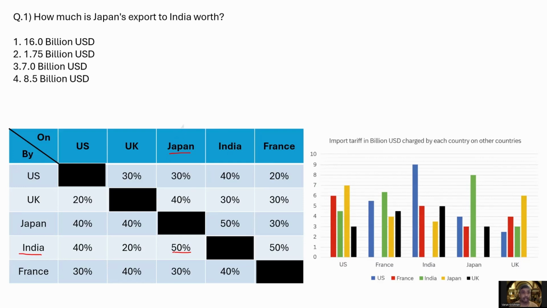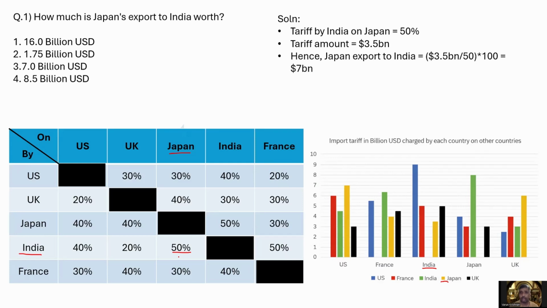And what is the amount that India is importing from Japan? Let's look at this. India is here, the central set of bars, and Japan is the yellow bar. This bar lies exactly midway between 3 and 4. So $3.5 billion of tariffs, which is equal to 50%. If we understand this, then the question becomes very simple. Tariff by India on Japan is 50%. Tariff amount is 3.5 billion. So if 50% of the total import is 3.5 billion, then 100% is how much? That's simply 3.5 by 50 into 100, which is equal to $7 billion. So $7 billion will be the answer to question 1.